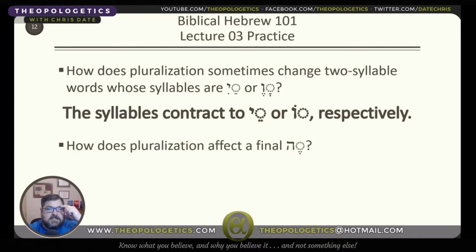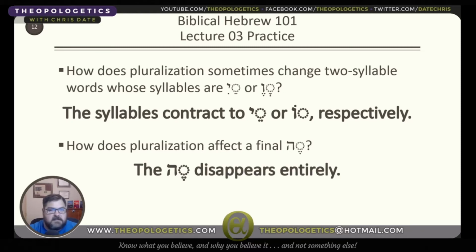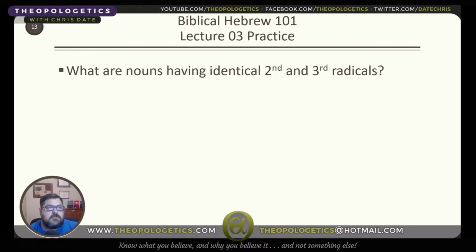How does pluralization affect a final segholate? And the answer is the segholate just disappears entirely. What do you call nouns from roots whose second and third radicals are identical? You call them geminate nouns. And that's because the Latin word Gemini refers to twins.